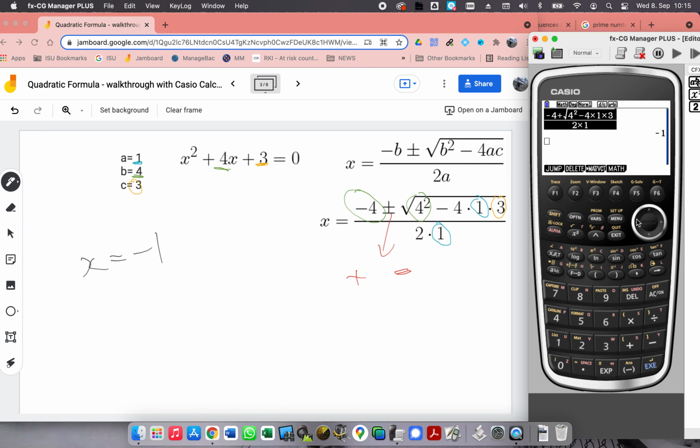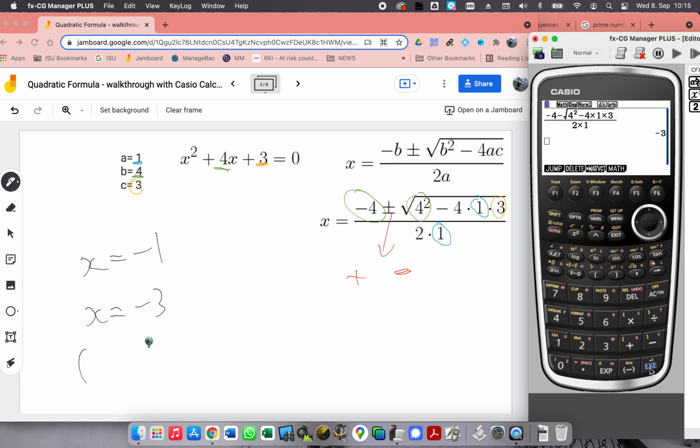Then all I need to do to get the second solution is change one key. I'm going to change that to takeaway. It's important to use the takeaway, not the negative number, because that's not an operation and it won't work. My other solution is x is equal to -3.